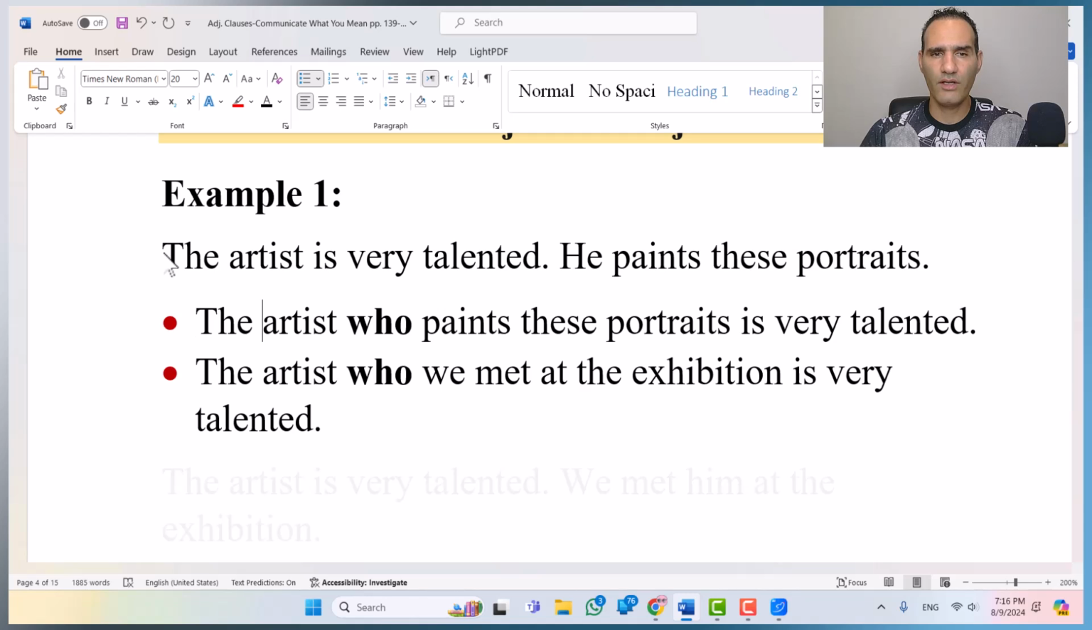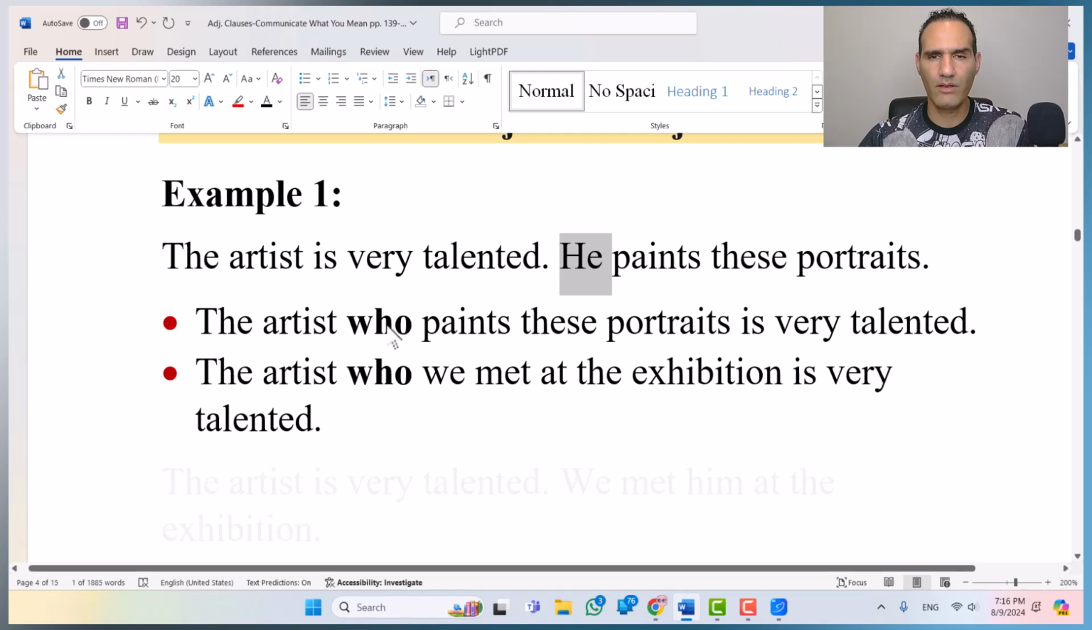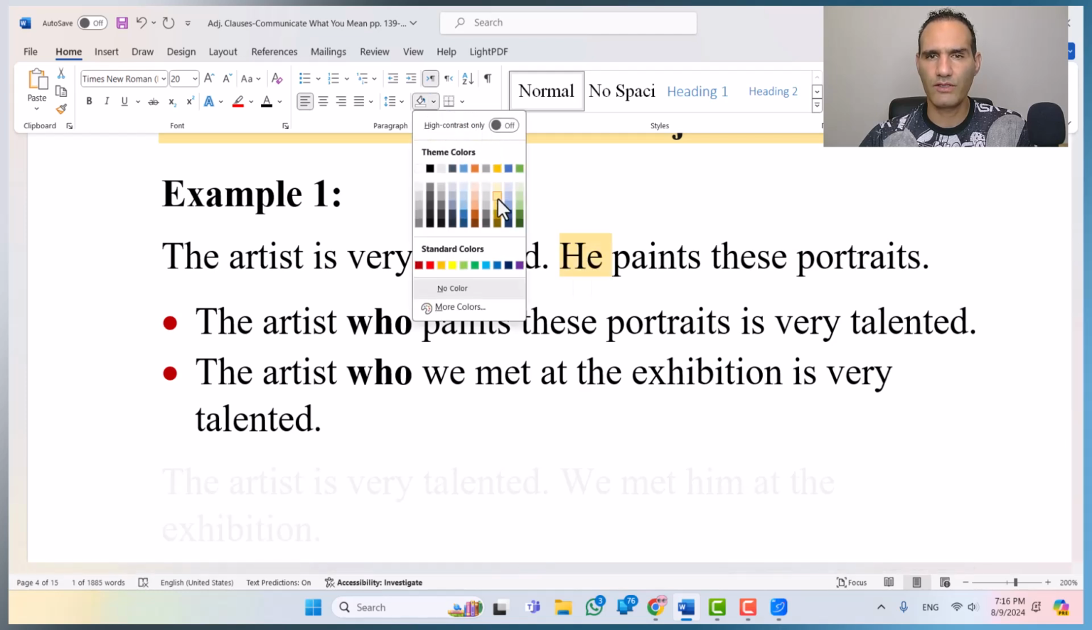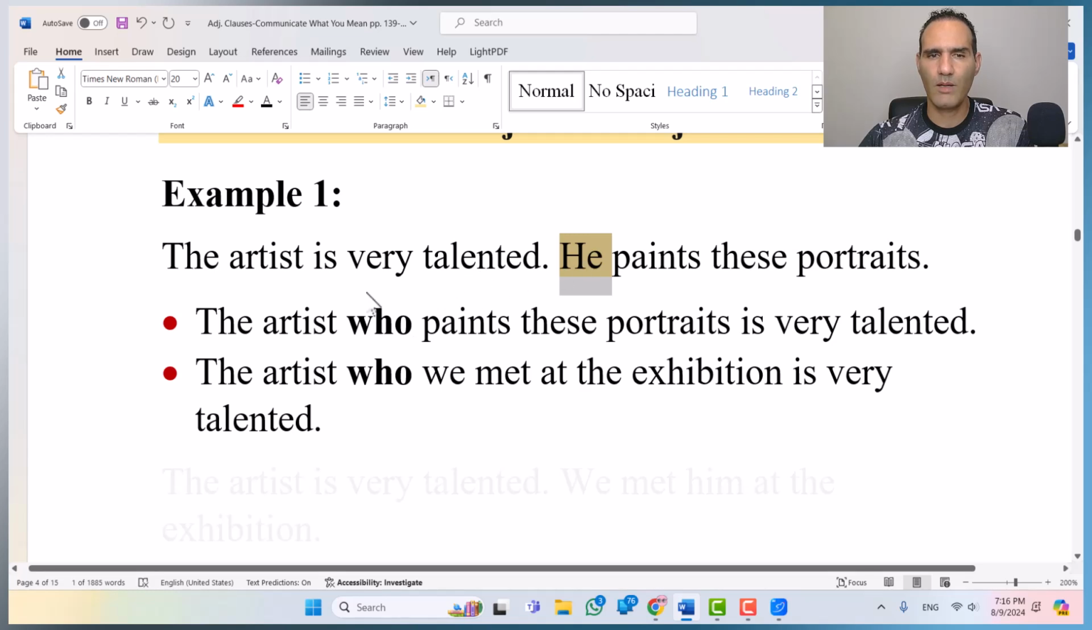So the artist who paints these portraits, this who has come instead of he. So that's why we say relative pronoun as a subject. It has come instead of a subject in the deep structure. It was a subject instead of who. We call it relative pronoun as subject. And if you pay attention, after relative pronoun as subject, we have a verb phrase.